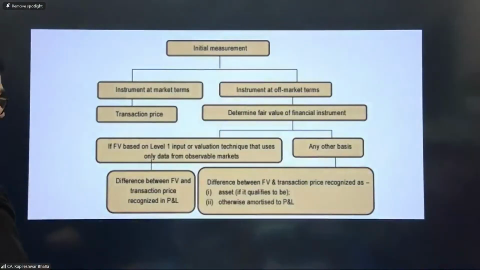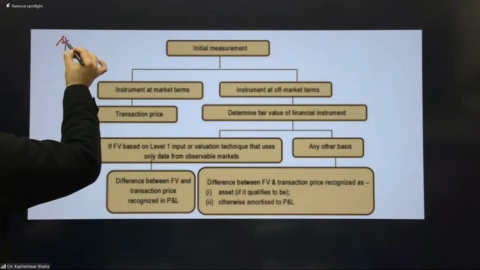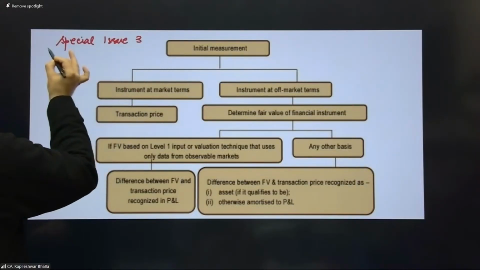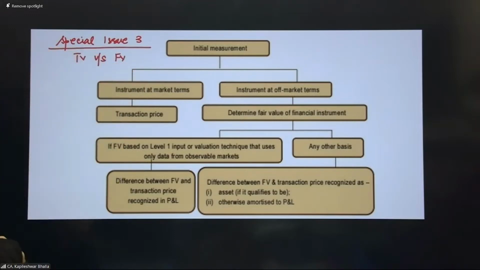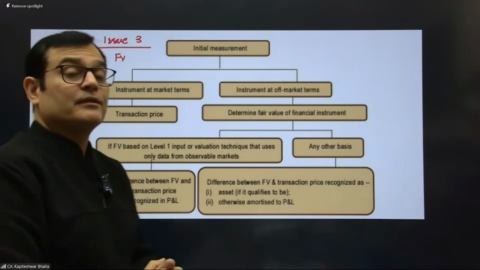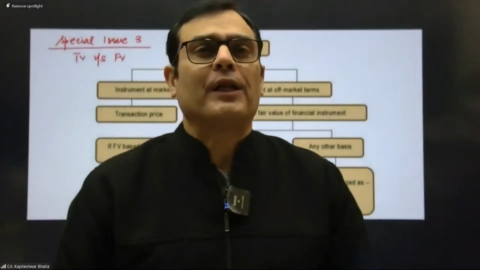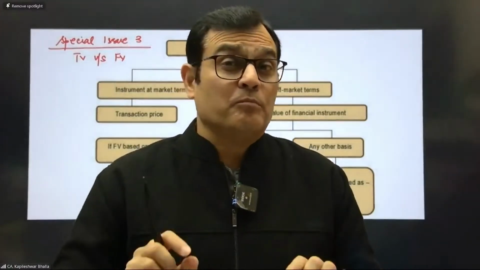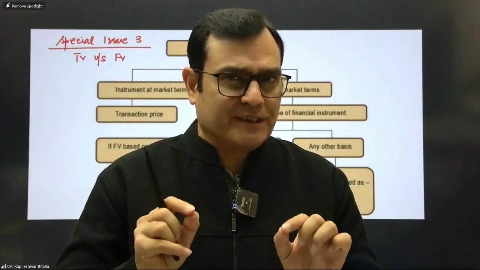Now let's come back to the chart which is given on issue number 3. I'm calling this special issue 3, which is the difference between a transaction value and a fair value. What is to be done if there is a difference in the transaction and the fair value? Now hear me carefully. The next couple of minutes is going to be crucial. I will first create a chain of thought in the next 5-10 minutes, and then we're going to do a walkthrough. We're going to do illustrations on each and every permutation and combination as well.